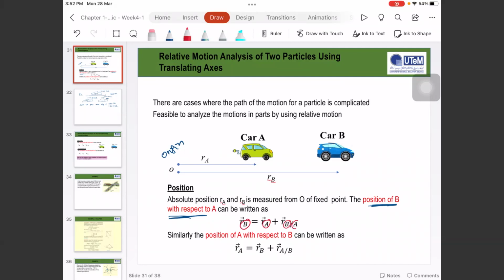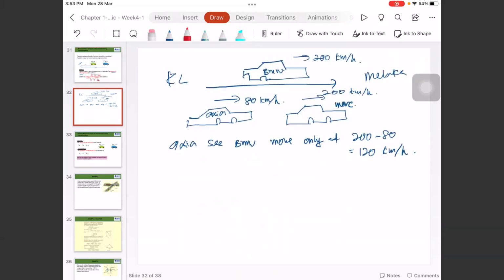So similarly, the position of A can be written as RA equals RB plus RA slash B. So the position of B with respect to A, you have this equation, and the position of A with respect to B, you have this equation. Okay. So that is for positions.